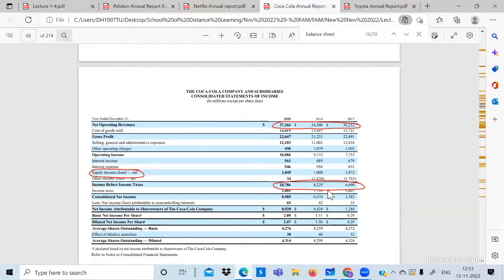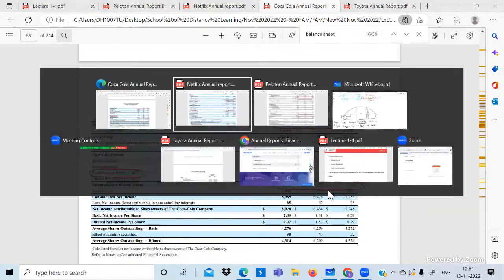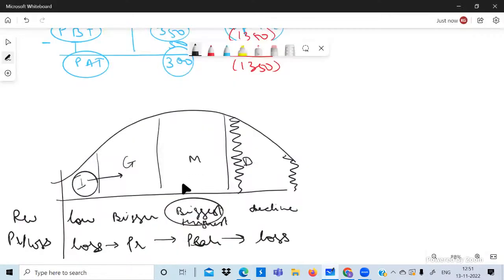And finally, when you move to the declining stage, profits could slowly and steadily start going down. The profits will turn into negative, your revenues will start going down. So any doubt with the life cycle of a company and how we link it to the income statement? Any questions on the income statement or the balance sheet?